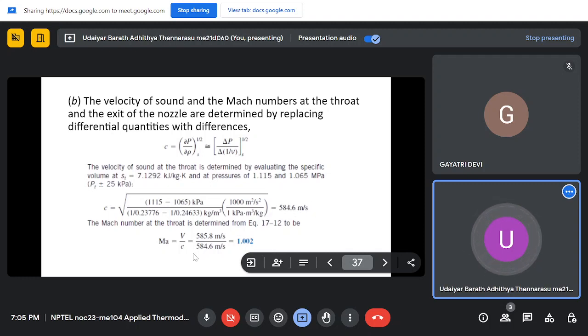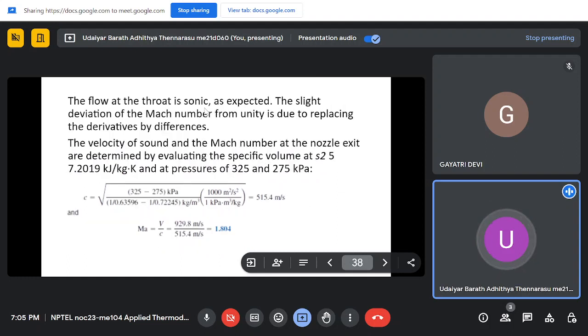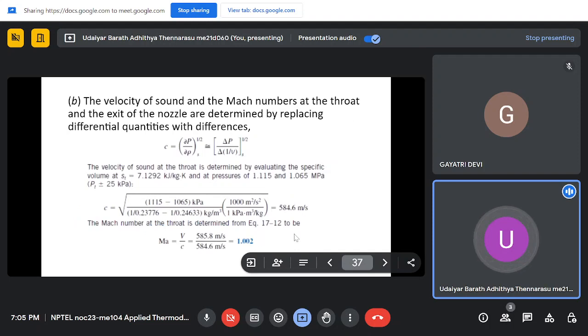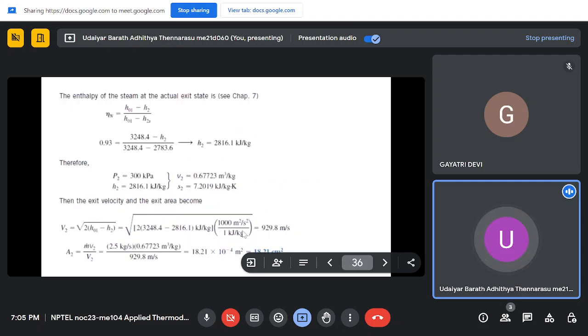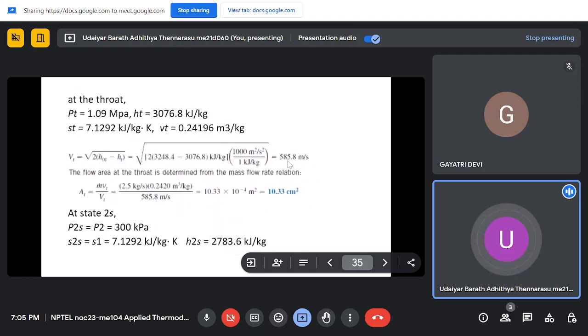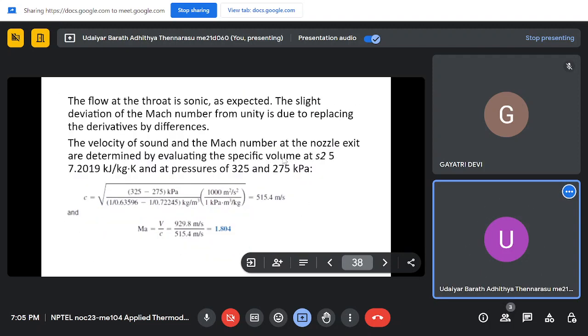If you substitute, you can see that the Mach number is 1. The small difference is because you are using differences and not the exact differential, but you can assume this is 1. So what we have calculated is correct. At the throat section, the velocity which we have, 585.8, is the sonic velocity, which is true. At the throat section you need to have Mach 1.